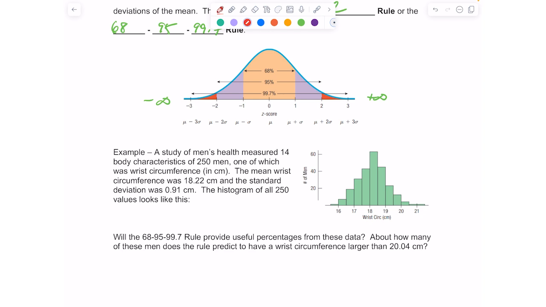So basically, we first look to see if we can use the 68, 95, 99.7 rule or empirical rule. I need to check the nearly normal condition, which says that I have a histogram or a dot plot, and it's unimodal, which this is, and roughly symmetric. So that means it is okay to use that rule. So yes, because the distribution is roughly unimodal and symmetric.